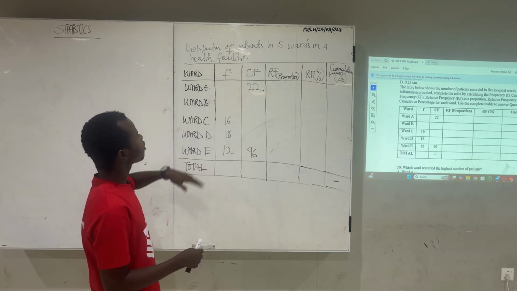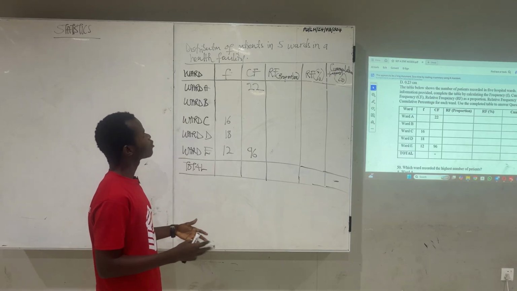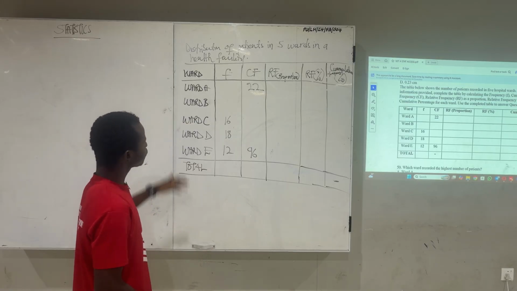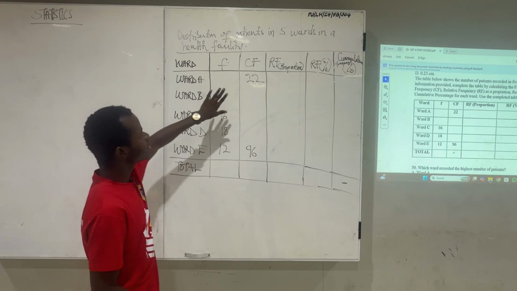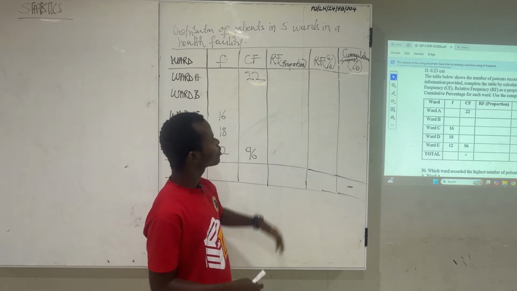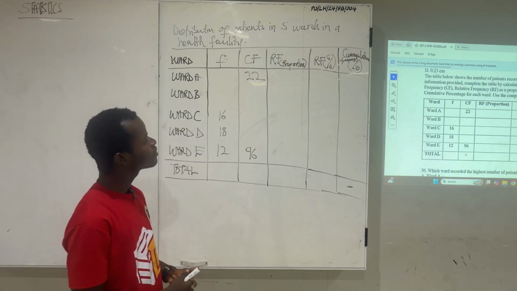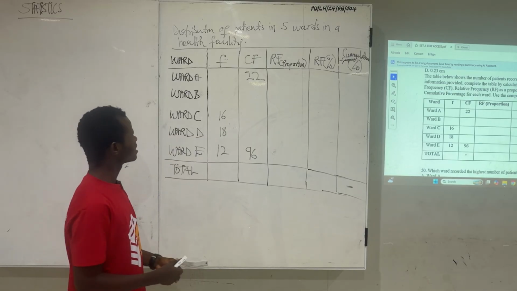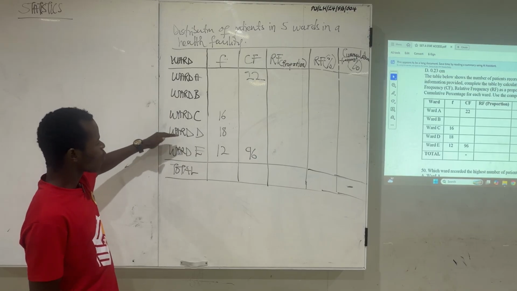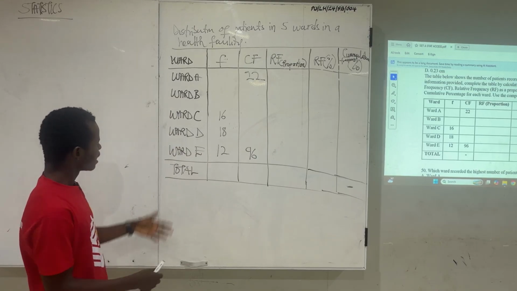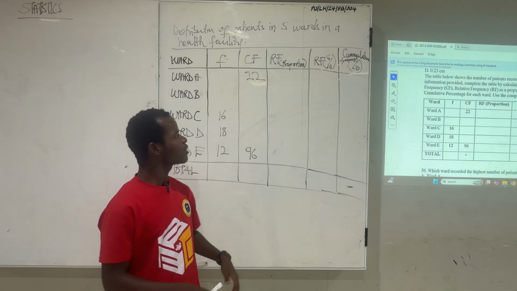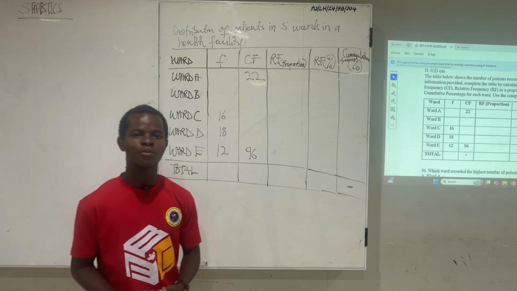It's a distribution of patients in 5 wards in a health facility. We have ward, frequency, cumulative frequency, relative frequency proportion, relative frequency in percentage, and cumulative frequency percentage. In the ward column we have ward A, ward B, ward C, ward D, and ward E, and the total. From the table, first let's look at where we can fill in by the principles of statistics.